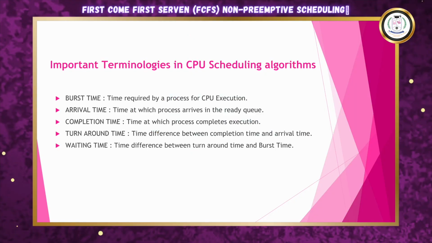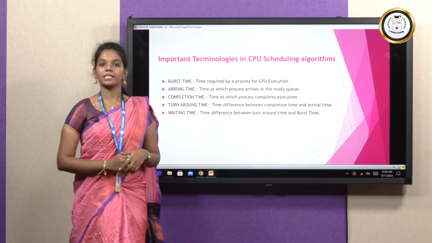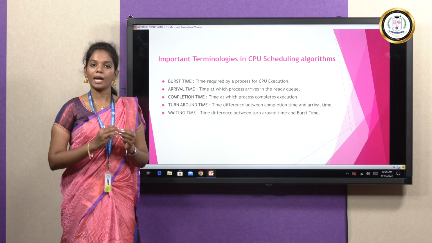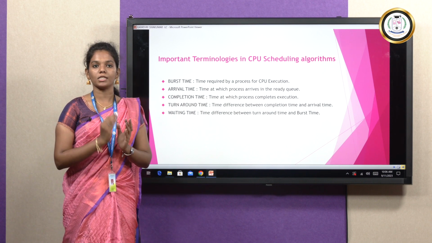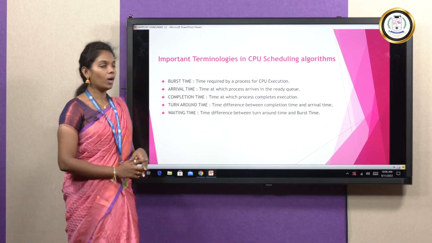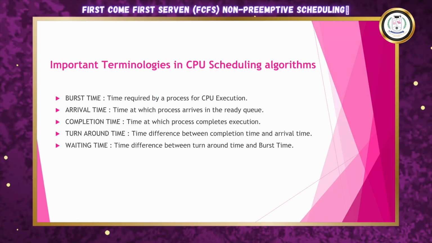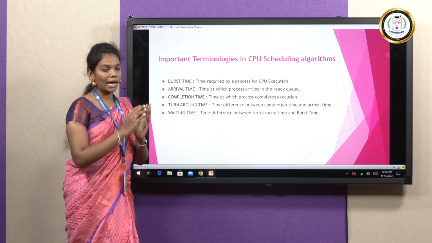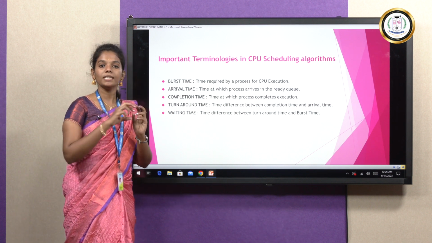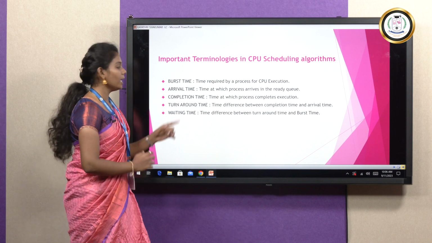So here we have some of the important terminologies used in the CPU scheduling algorithm. The first is burst time. Burst time is nothing but the time required by a process for executing on the CPU. And the next is arrival time. Arrival time is the time at which a process arrives in the ready queue.